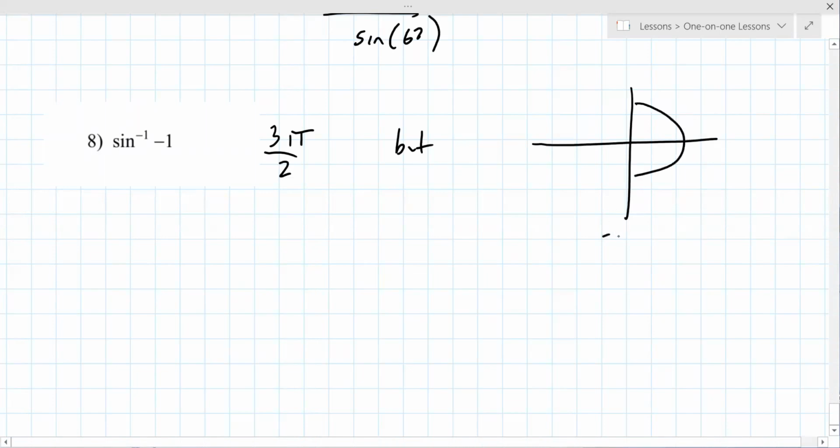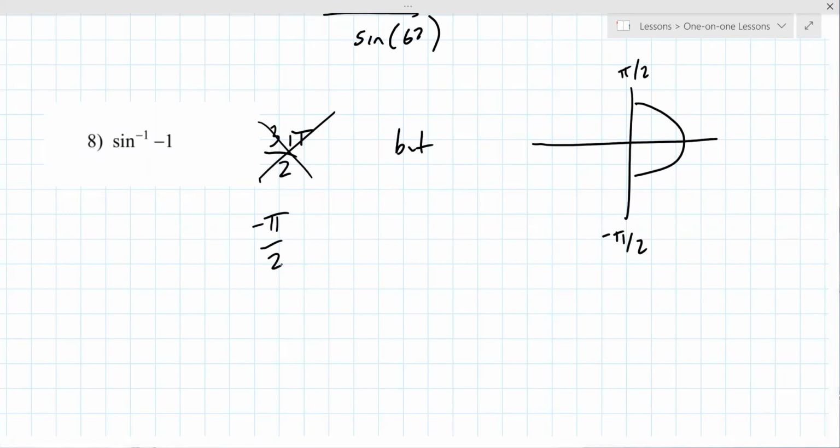It's only sections 1 and 2, minus pi over 2 to pi over 2. So 3 pi over 2 is the wrong way. You have to convert this to an angle in here. So it's not that, it's minus pi over 2. I think that could be kind of confusing. How does it turn into a minus pi over 2 though?